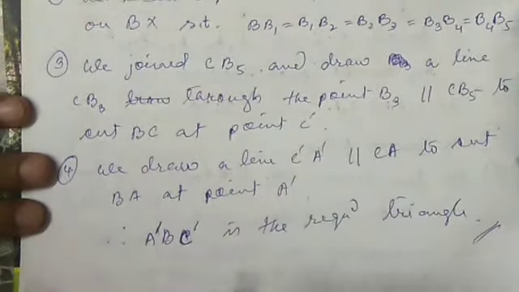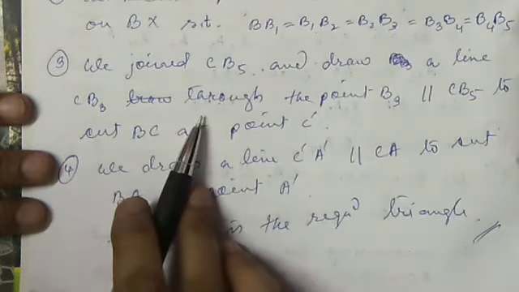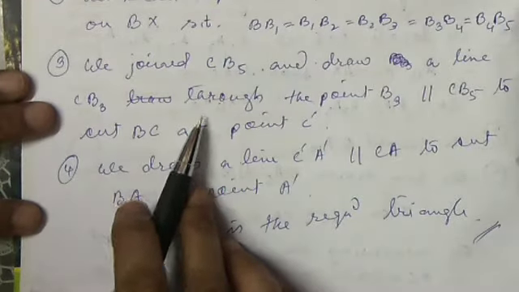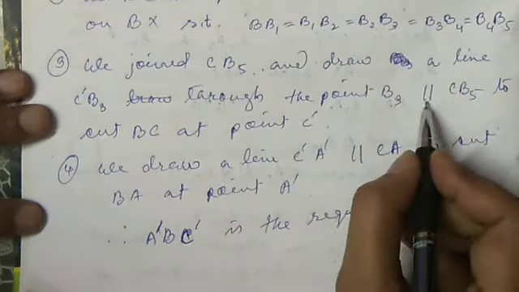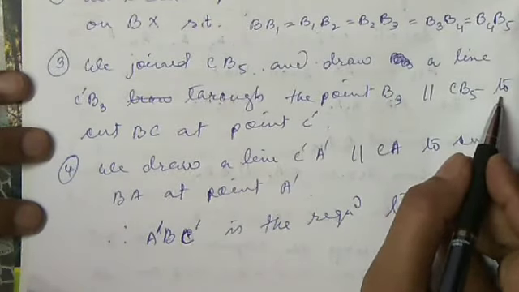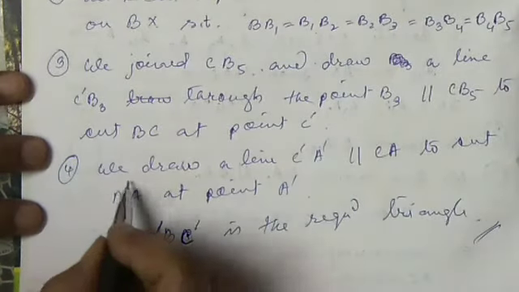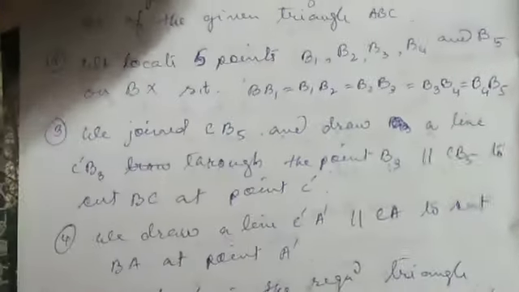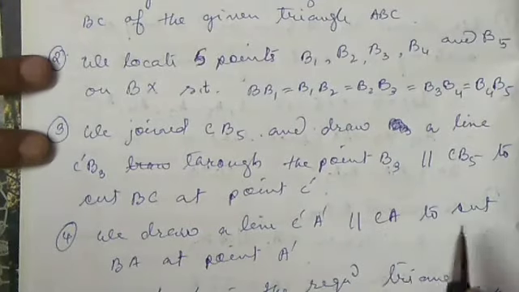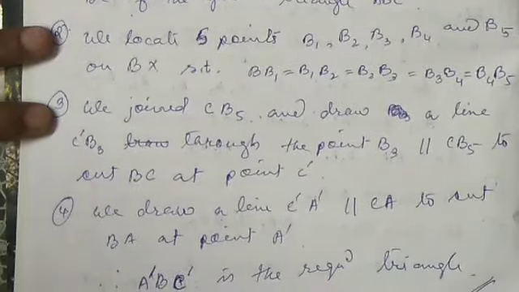So we join CB5 and draw a line CB3. Draw a line C dash B3 through the point B3 parallel to CB5 to cut BC at point C dash. We draw a line C dash A dash parallel to CA to cut BA at point A dash. Therefore, A dash BC dash is the required triangle.